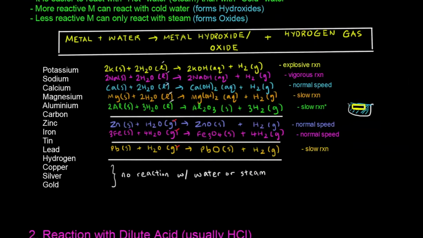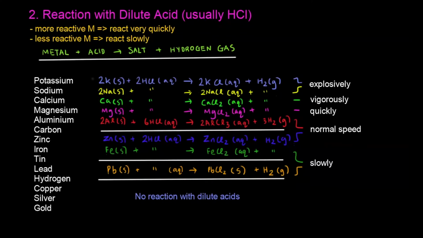Okay, let's move on. So now reaction with dilute acid. Usually we use hydrochloric acid as an example. More reactive metals will react very quickly. Less reactive metals react slowly. This is quite intuitive. This is the reaction. Metal plus acid gives us salt and hydrogen gas.